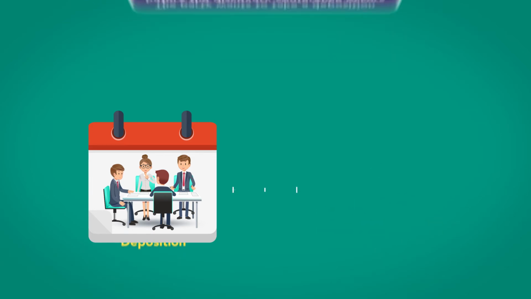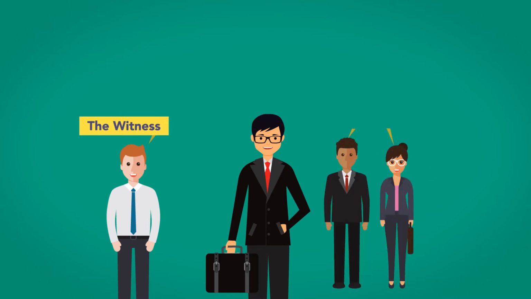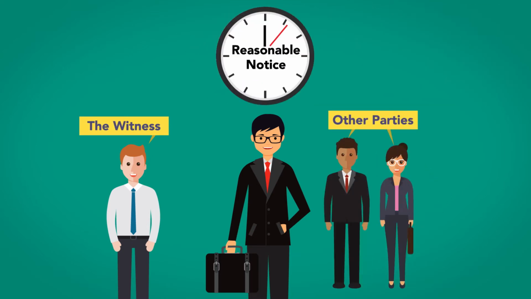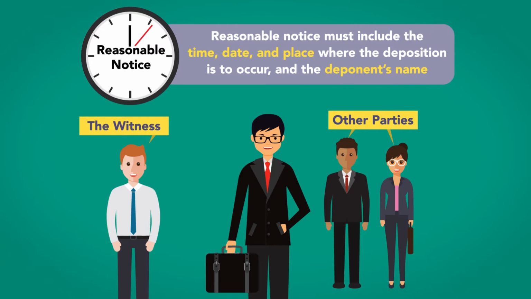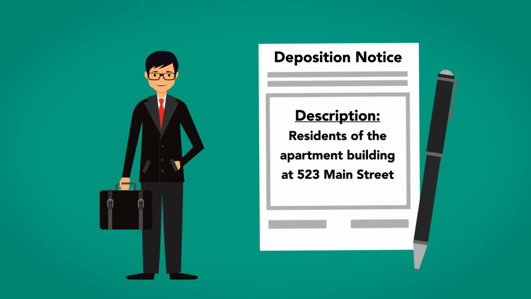When a party wants to depose a witness, he must provide both the witness and the other parties to the litigation with reasonable notice. Reasonable notice must include the time, date, and place where the deposition is to occur and the deponent's name. If the deposing party does not know the deponent's name, then notice must provide a sufficient description of the deponent or the class of people to which the deponent belongs. For example, residents of the apartment building at 523 Main Street.